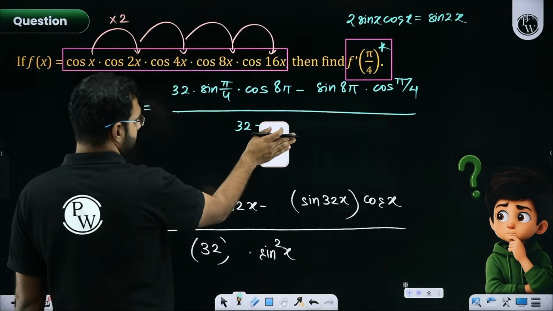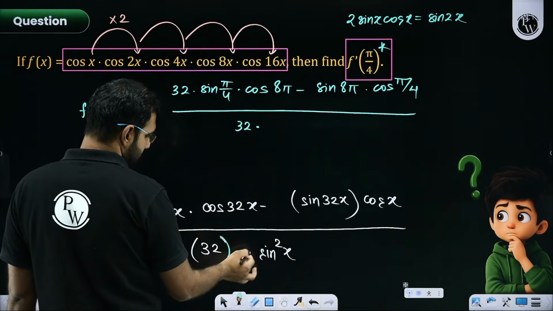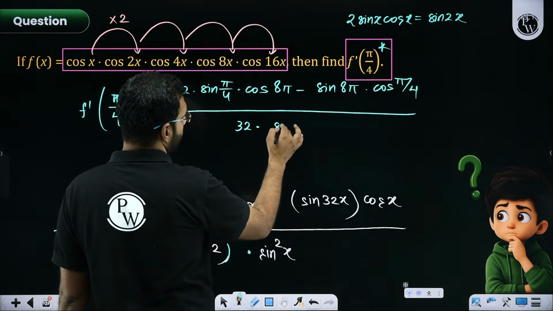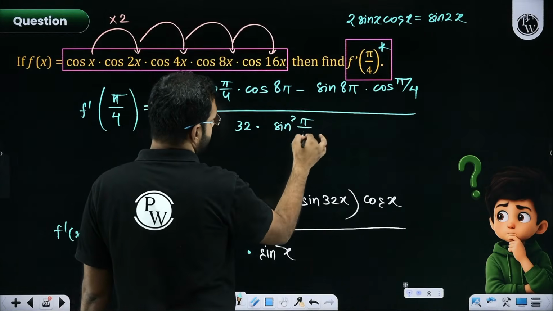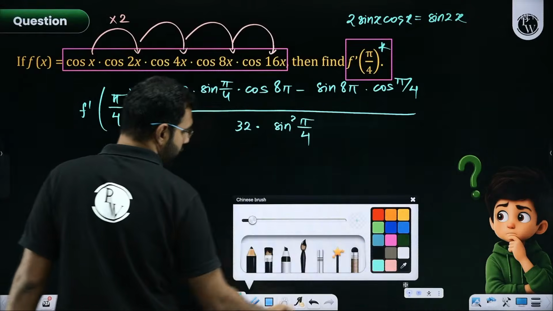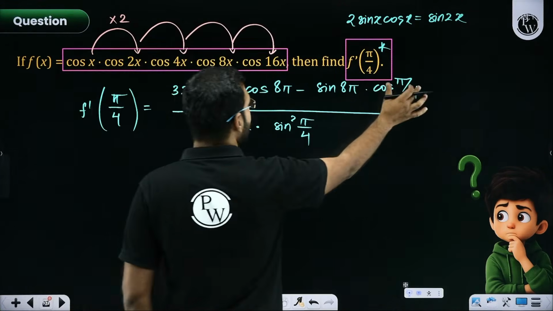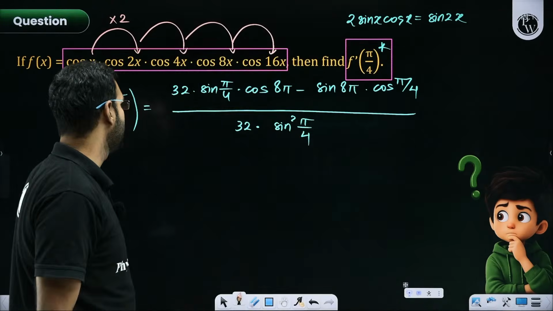Sorry, why am I putting minus? Again, where am I today? I don't know. This is not minus, this is a product, student. So this is sin pi by 4 whole square. Everybody with me so far? You just need to calculate it a little, but most of the things you may be noticing here: sin pi by 4 is 1 by root 2, cos pi by 4 is 1 by root 2, sin pi by 4 is 1 by root 2.